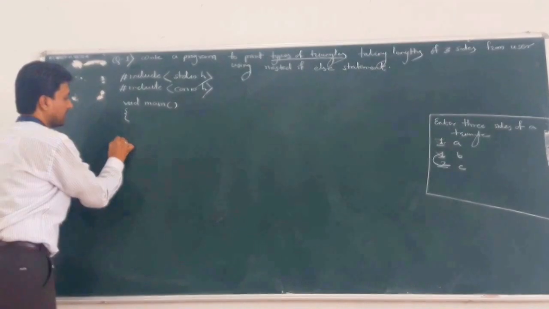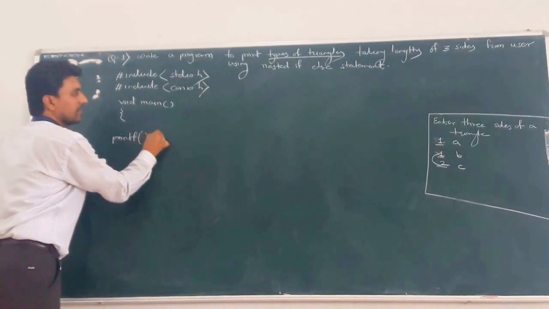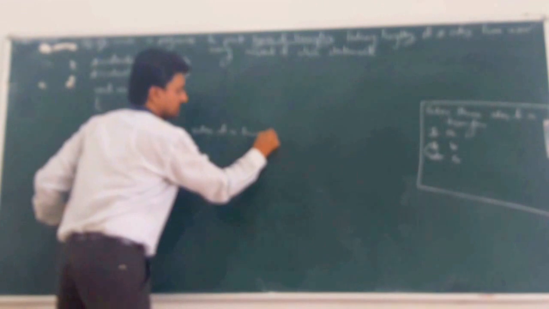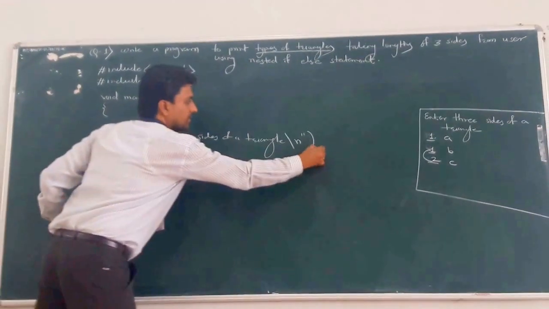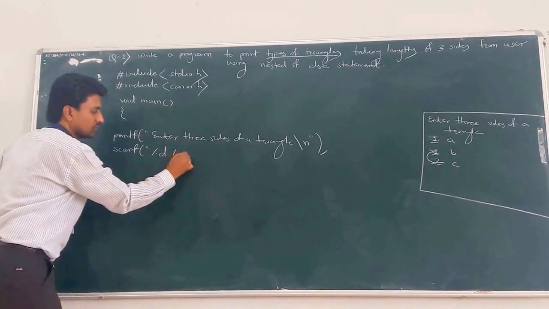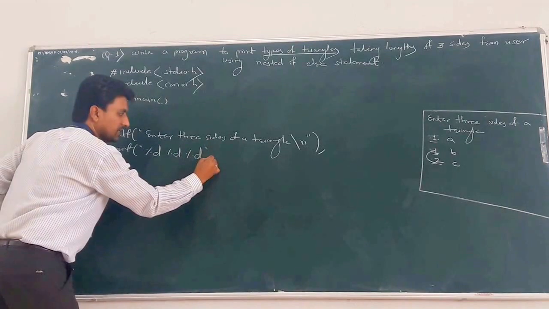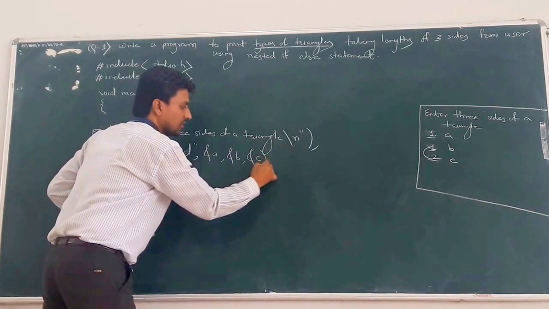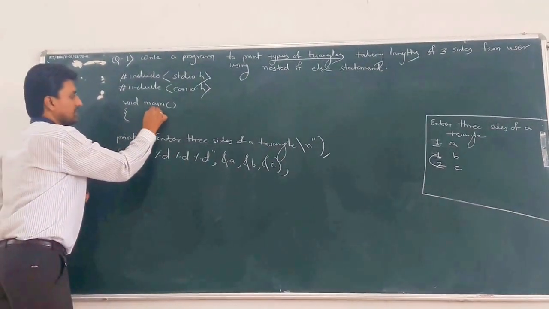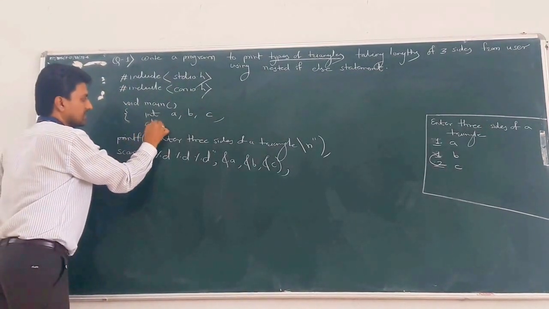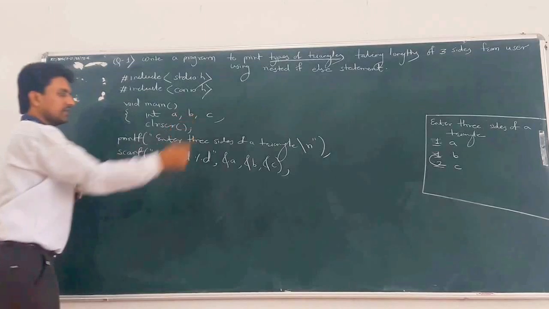So first use printf: "Enter three sides of a triangle\n", with the double quotes completed. This is the message on the console. After that, scanf to take the three sides from the user: %d, %d, %d, taking the sides into variable a, comma, address of b, comma, address of c. Declare these three variables as integers a, b and c. The next thing is clrscr, that is, clear the console.